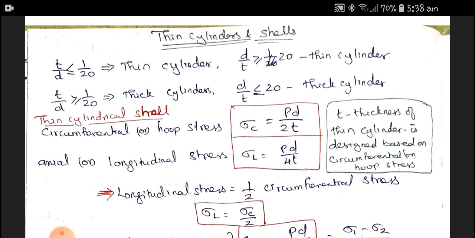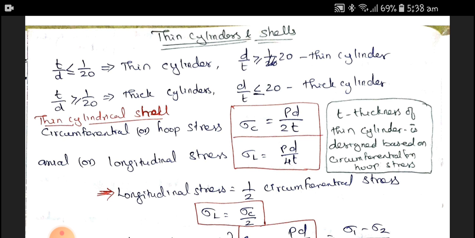Today's topic of interest is thin cylinders and shells. What do we mean by thin cylinders and shells? What are the examples? If you are seeing a boiler or a cooker in our home, it is a thin cylindrical shell where pressures come into the picture. Due to the pressure and temperature, the materials will get stress and strain. So the study of these things is what we call thin cylinders and shells.